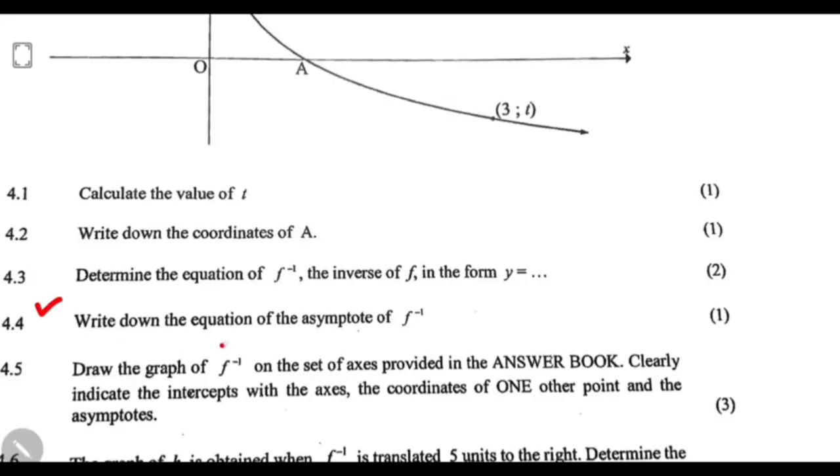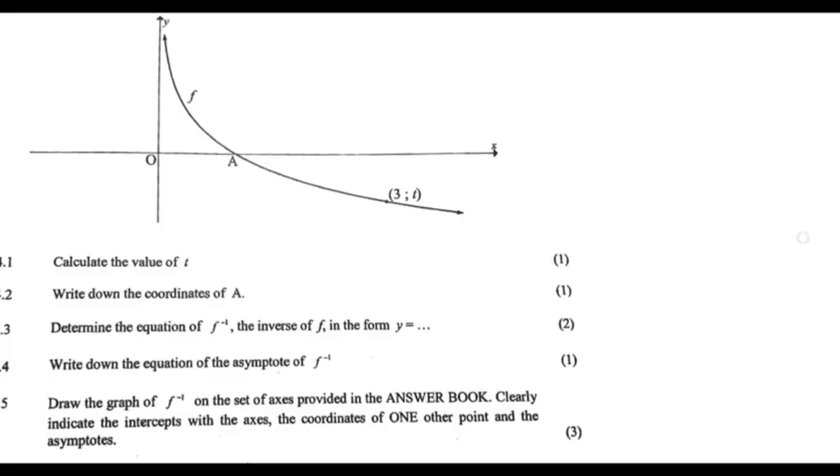4.4, write down the equation of the asymptote of f inverse. The original function we have is f of x equals log of x to the base 1 over 3.